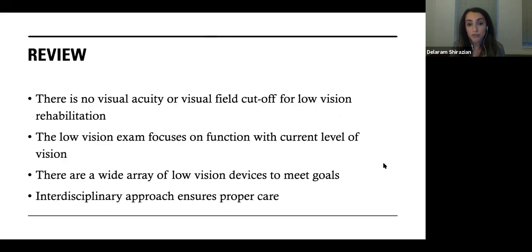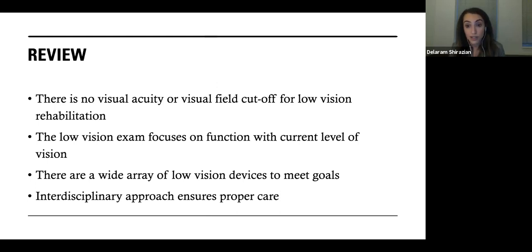So just as a quick review, the major points: there's no visual acuity or visual field cutoff for low vision rehab. So whenever you feel like your vision loss is impacting your daily life is when we want to see you. The low vision exam focuses on how you're functioning with the level of vision that you have and strives to maximize the vision that you have.